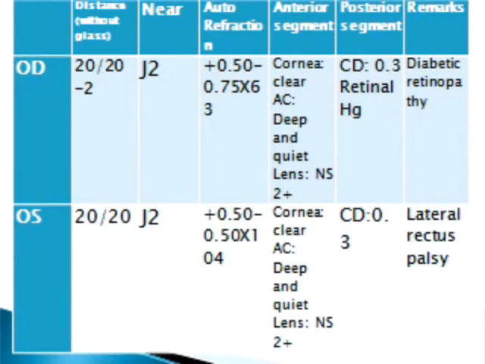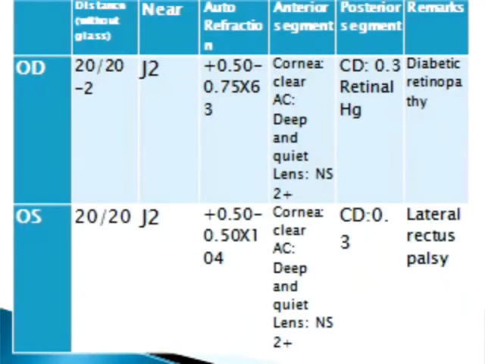Patient case data. The visual acuity for distance was 20/20 minus 2 in OD and 20/20 in OS, and the near was J2. The autorefraction shows plus 0.50 combined with minus 0.75 at 63 degrees in OD, and OS is plus 0.50 combined with minus 0.50 at axis 104.